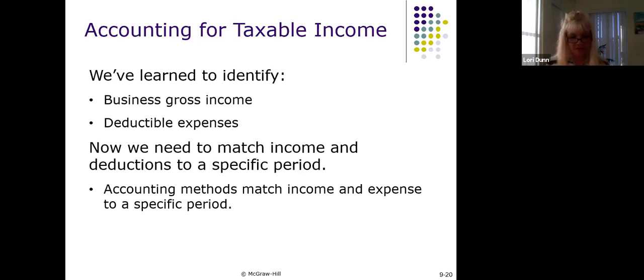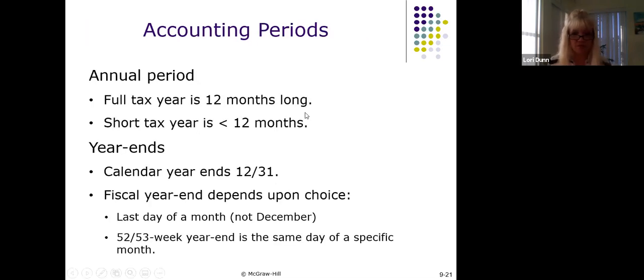Now, the next part of our chapter gets a little squirrely, to say the least. And it has to do with our accounting methods that we choose. So first of all, before we pick cash method or accrual method or what we call a hybrid method for our tax return, we have to determine our accounting period.